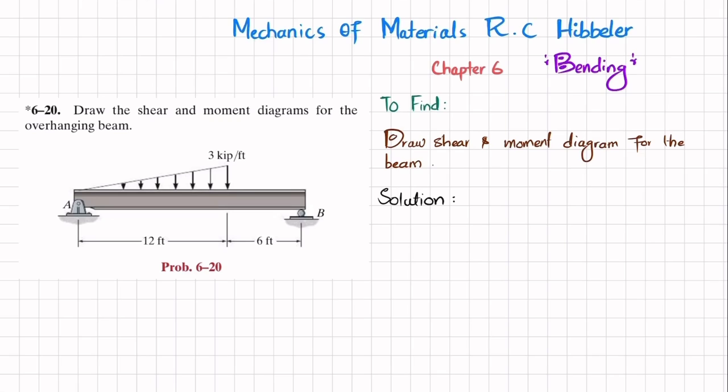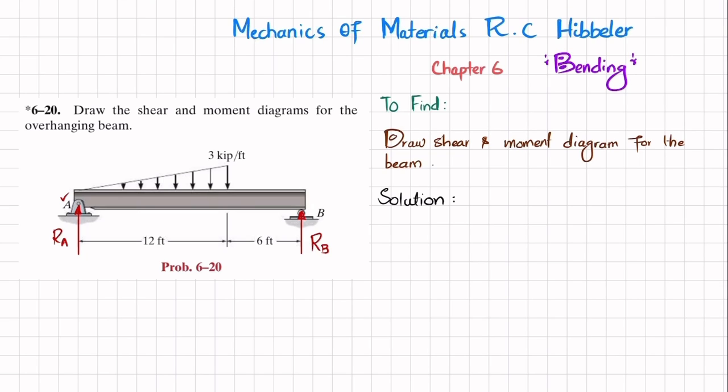So let's start with the solution. If you remove the pin support at point A, you will have a reaction force RA, and if you remove the roller support at point B, you will have a reaction force RB. So, pin support at A and roller support at B. We'll find RA and RB by using the equations of equilibrium.